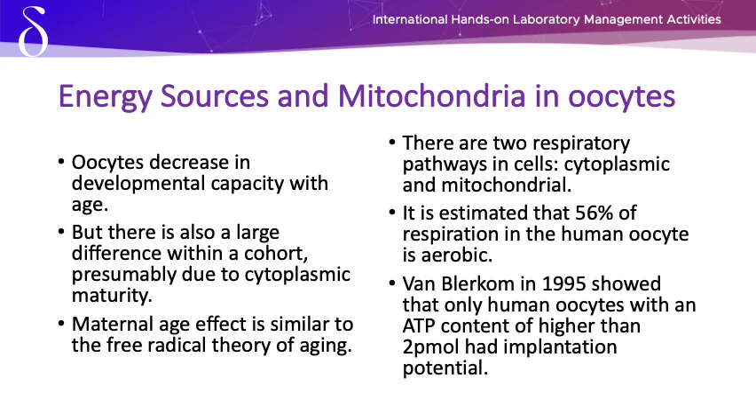the oocyte. Maternal age is really similar to the free radical theory of aging. And it's probably an energetic problem, a mitochondrial problem. In cells anyway, there are two respiratory pathways, cytoplasmic and mitochondrial. And it's been estimated that 50% of respiration in the human oocyte is in fact aerobic. And then of course Van Blerkom in the 90s showed that only human oocytes with a very high ATP content of more than 2 picomolar had implantation potential.